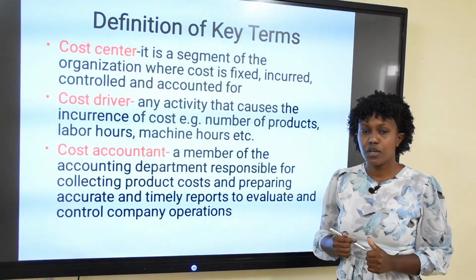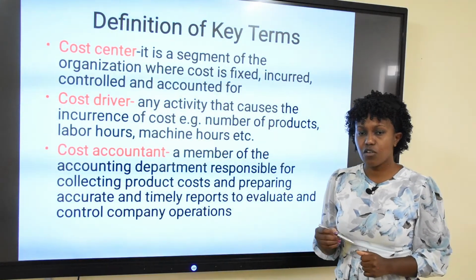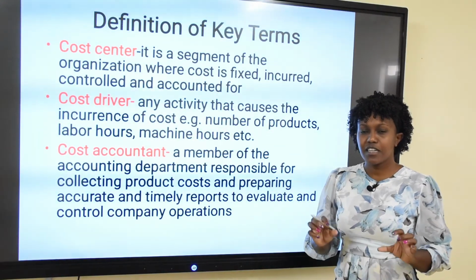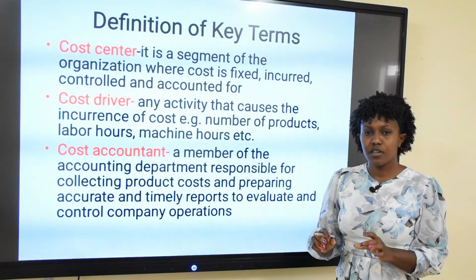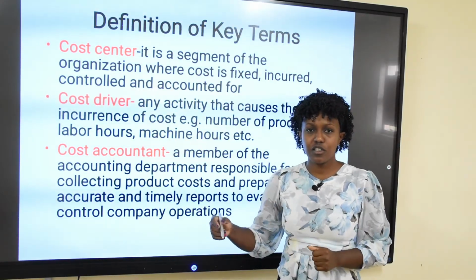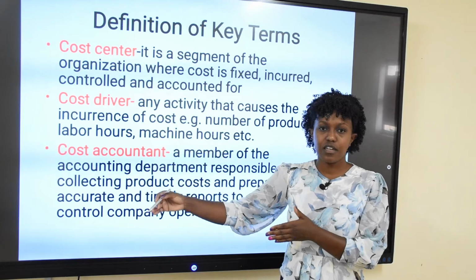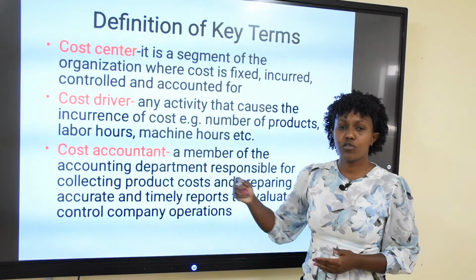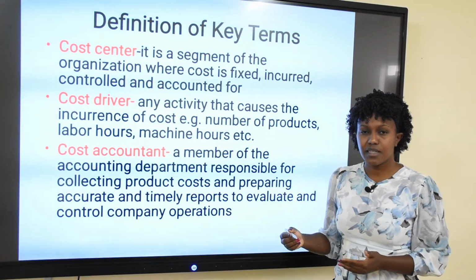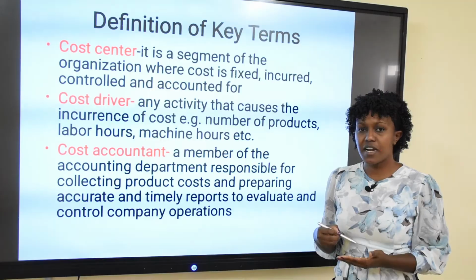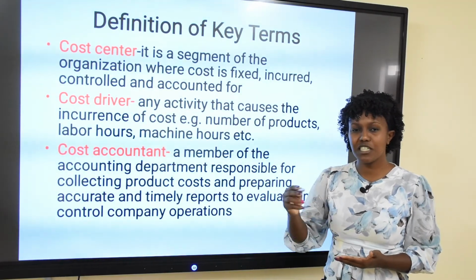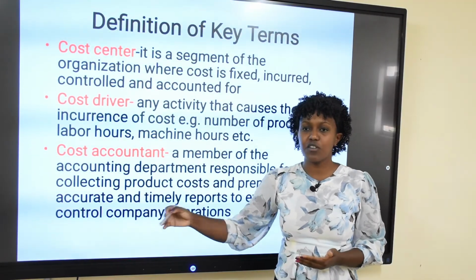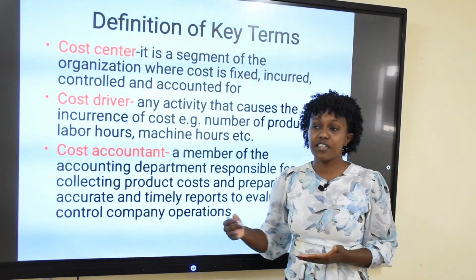For example, we can have number of products as a cost driver. If you produce one product or one item, the cost is at a particular level. The more the units of production, the more the cost increases. So we can therefore say that the product is a cost driver. It could also be machine hours. If you operate a machine for 1 hour, the cost of operating the machine is a certain level. The more the number of hours you operate the machine, of course, the more the cost of running the machine.